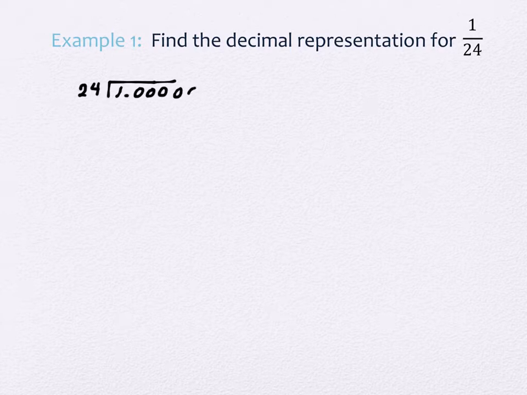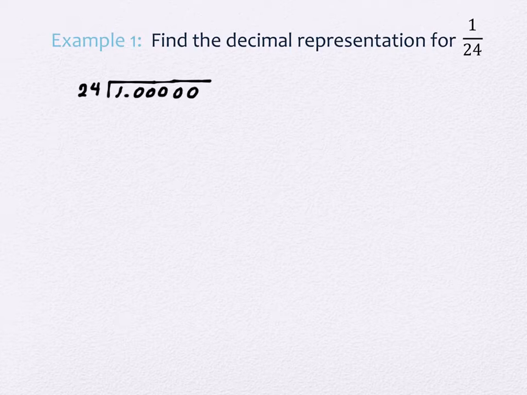I promise I'm not doing crazy long division like my daughter brings home, where they divide by a 3-digit number. It's going to be small enough to be doable, not cumbersome. I've put a whole bunch of zeros on here, probably more than I need, but 24 does not divide into 1, or 10, so we need 2 zeros at the minimum in order for this to work.